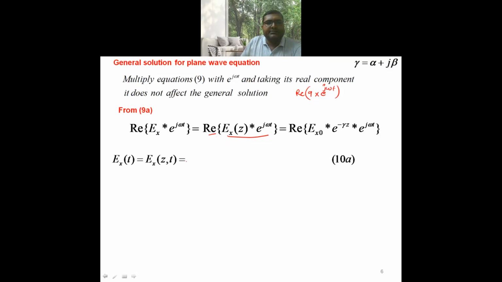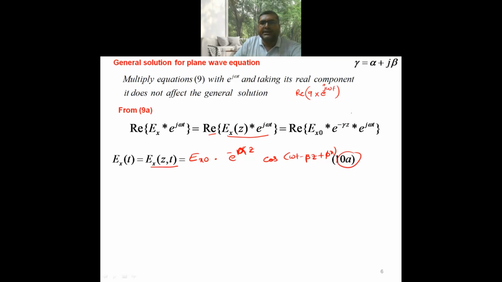this can be written as Ex of z comma t equals Ex naught e power minus alpha z cos omega t minus beta z plus pi x. In some cases, we exclude pi x. Let it be equation 10a.